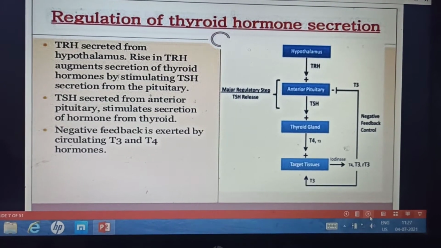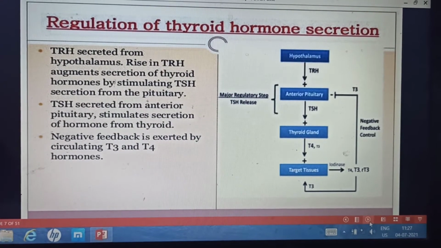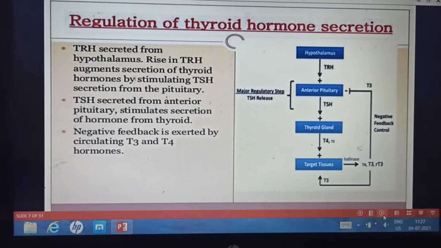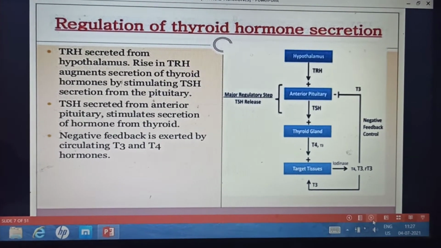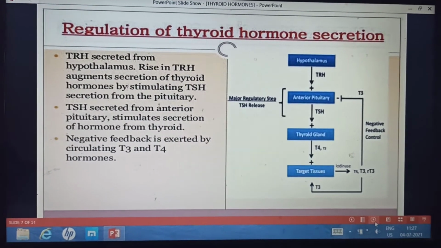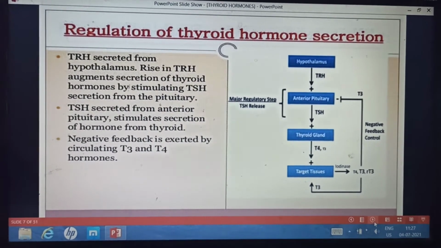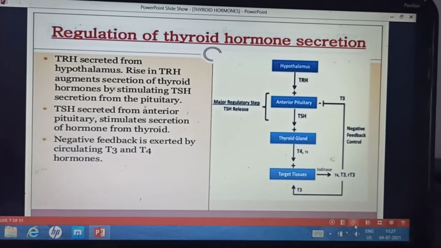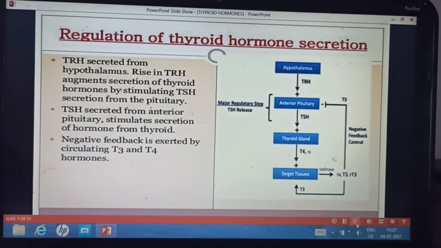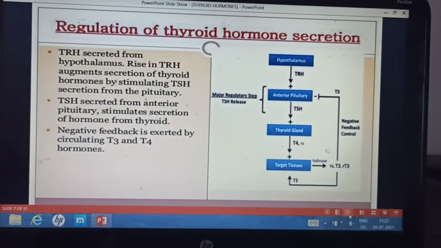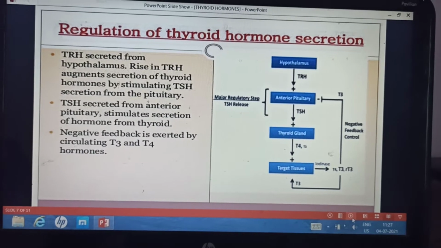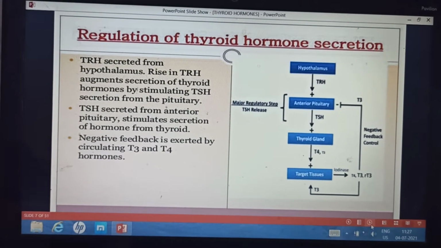Negative feedback inhibition is exerted by the circulating T3 and T4 hormones. This negative feedback inhibition is exerted upon the hypothalamus as well as the anterior pituitary. Hypothalamus secretes TRH, and anterior pituitary secretes the TSH. So the level of both the hormones are reduced when T3 and T4 is increased due to the negative feedback inhibition.